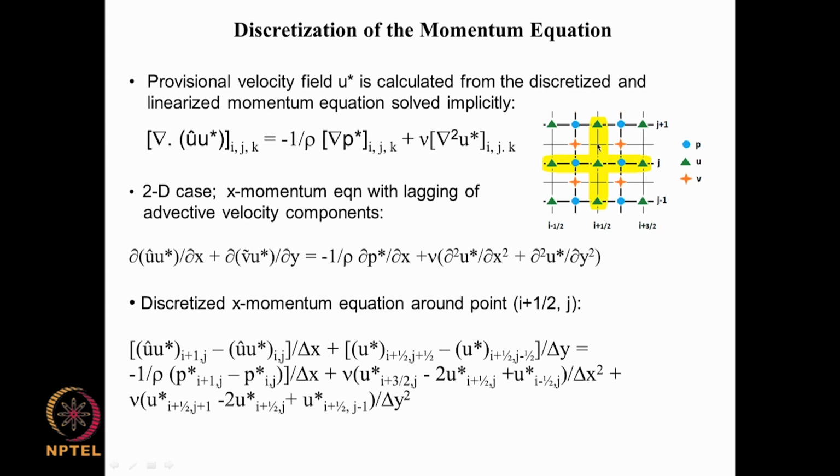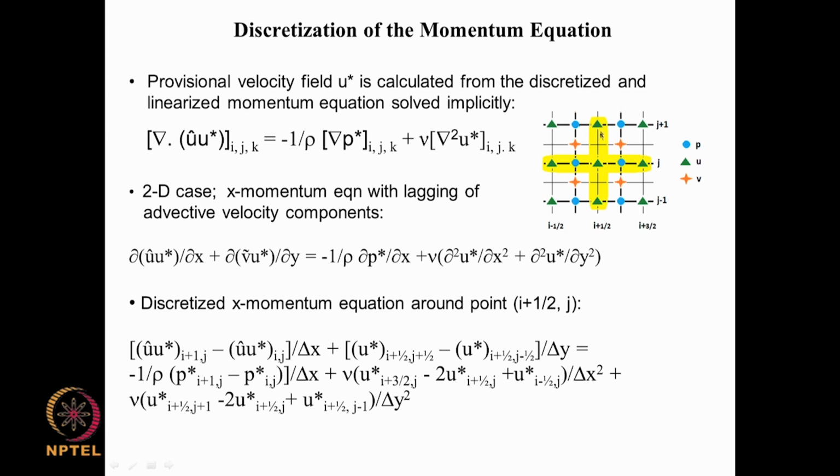If V is negative, then this will be u at i plus half, j plus 1 here. So the value of this star thing when it appears in this term depends on whether V is positive or negative. If V is positive, then we take the backward value. This is j plus half, we take this value, and if V is negative, we take this value, because when we say V is negative, the flow is coming down in this direction.